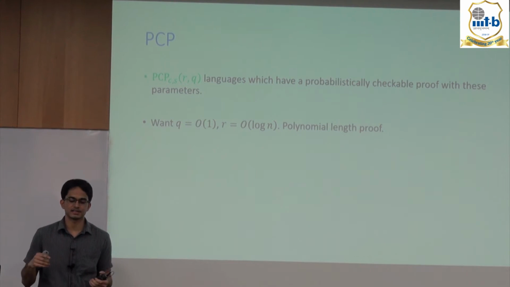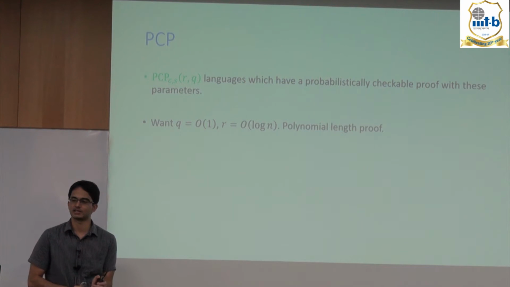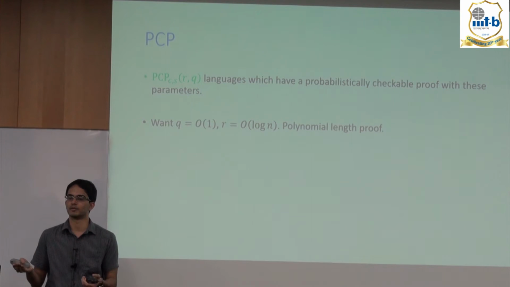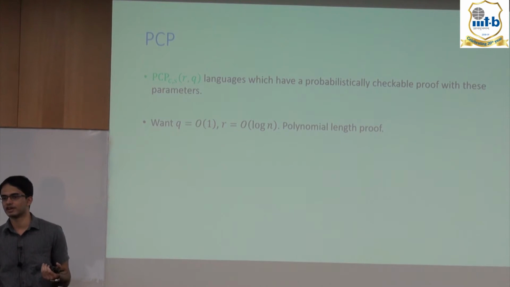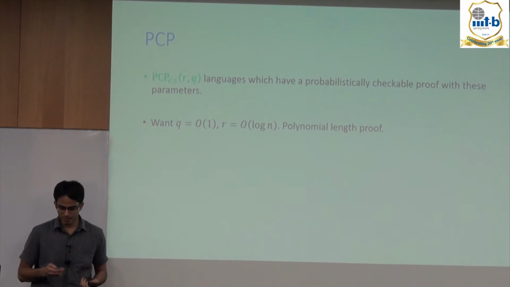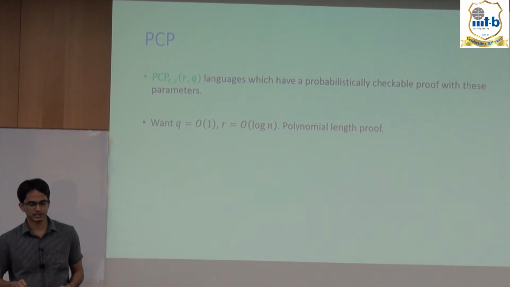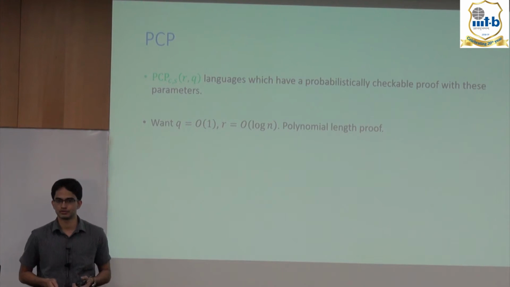Or another way to look at it is that if you enforce that R is order log n, then that already implies that your proof suffices to be polynomial length, because you cannot look at a proof anything larger than that. Okay, good. So what kind of languages have such proofs?